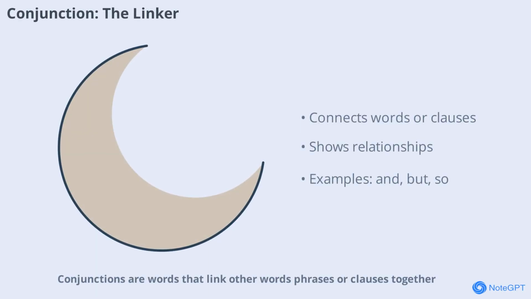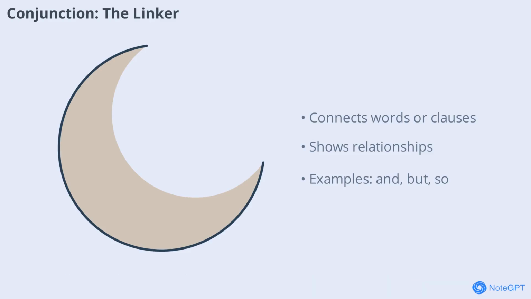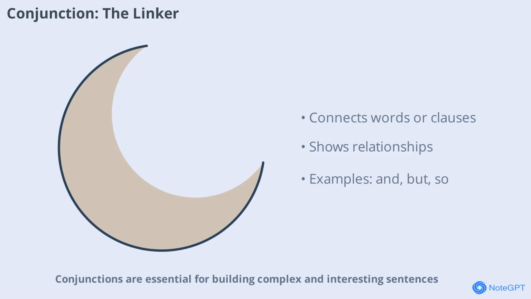Conjunctions are words that link other words, phrases, or clauses together. They help sentences flow smoothly and show the relationship between ideas. Common conjunctions include and, but, or, because, and so. For example, "I want to learn grammar, so I practice every evening." Here, so connects two related ideas. Conjunctions are essential for building complex and interesting sentences.